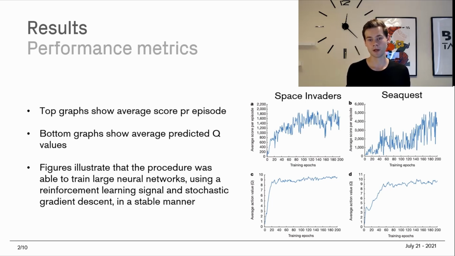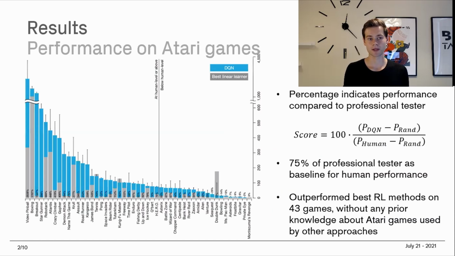So we can see here from these performance metrics that the average score per episode goes up, which is an indication that the model actually learns to play the game in a more efficient way. And also the average predicted Q value as per the model itself goes up, which is an indication that it learns to predict and find the best actions basically in the setting that it's placed in.